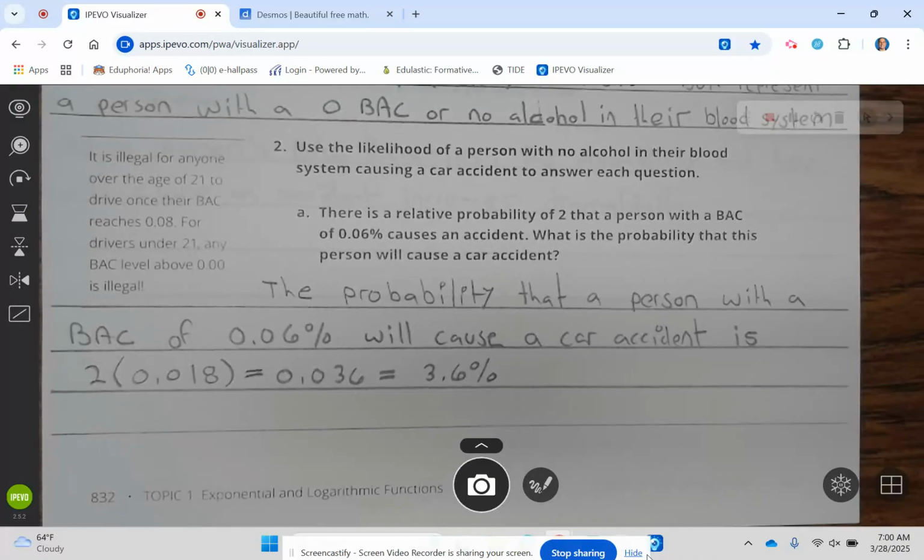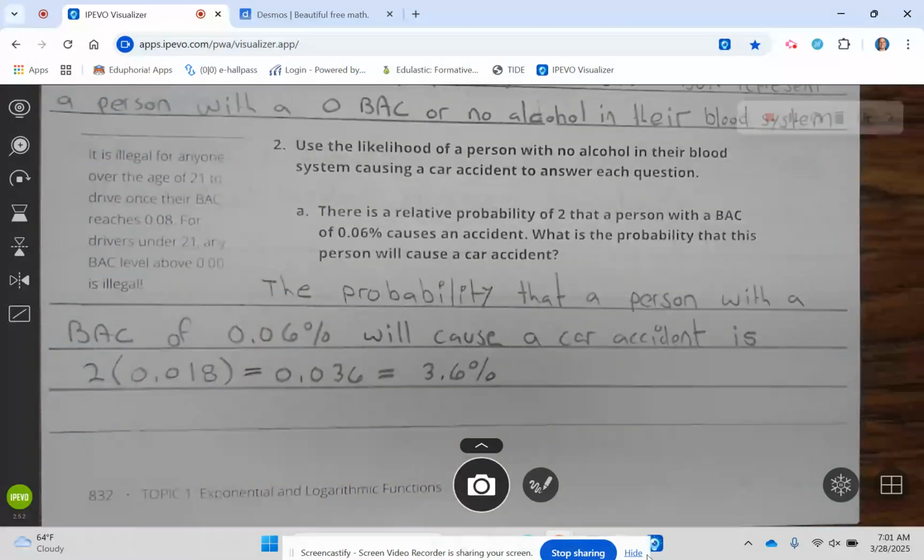2. Use the likelihood of a person with no alcohol in their blood system causing a car accident to answer each question. A. There is a relative probability of 2 that a person with a BAC of 0.06% causes an accident. What is the probability that this person will cause a car accident? The probability that a person with a BAC of 0.06% will cause a car accident is 2 times 0.018, which equals 0.036, which equals 3.6%. Let's take a look at the next page.